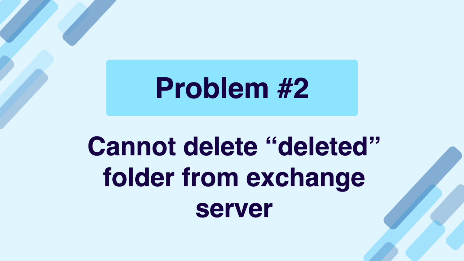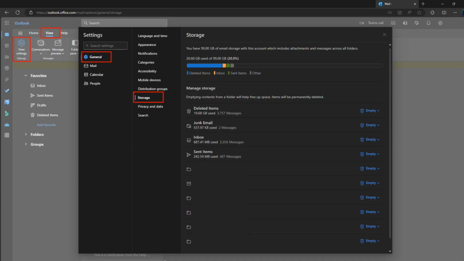The second problem is that the user cannot delete the deleted folder from Exchange. I will show you. So if you go to Outlook on the View tab, View Settings, General, and Storage, you will see that this user, for example, has 20 gigabytes of deleted items in the deleted items folder, but when you click empty or delete, it won't delete the items, so that's going to be an issue.